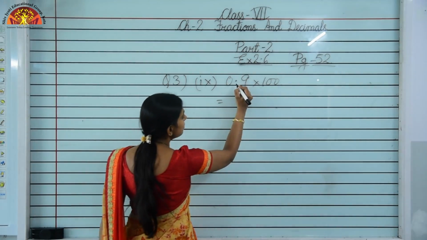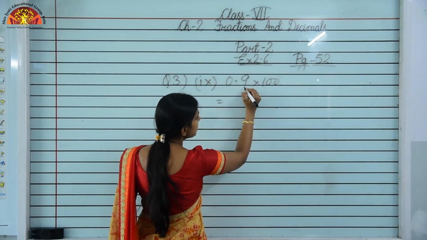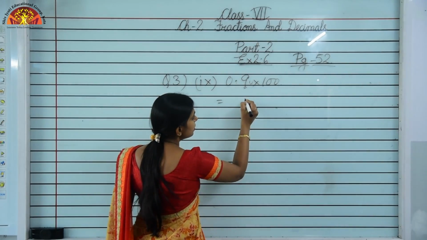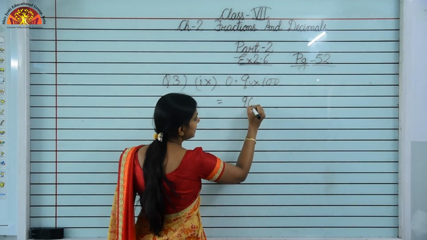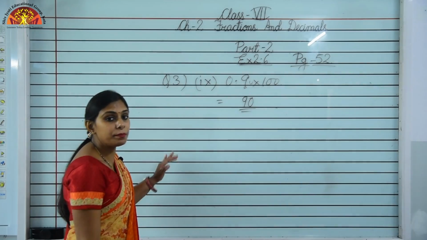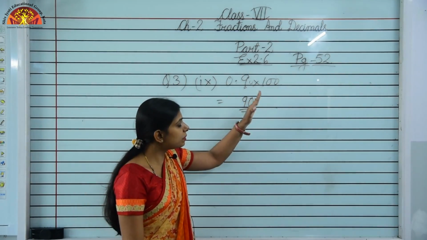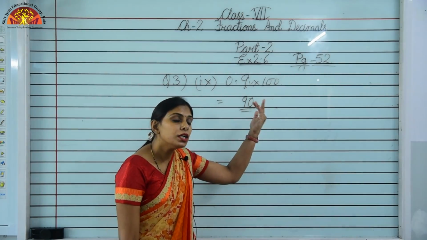Where is our decimal? It is here. So we need 2 places: this is the first place, and on the second place there is nothing, so it becomes 0. So it will become 90, because there are 2 zeros and we are multiplying by 100, so the decimal is shifted to the right by 2 places.